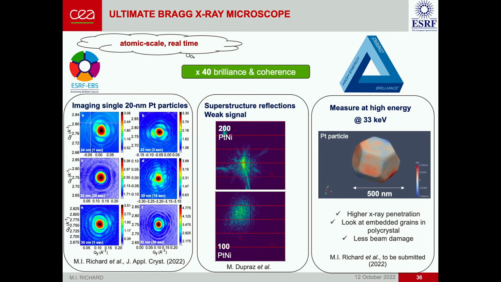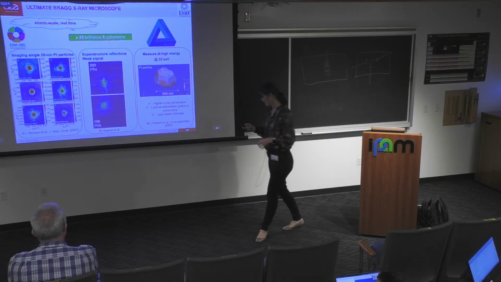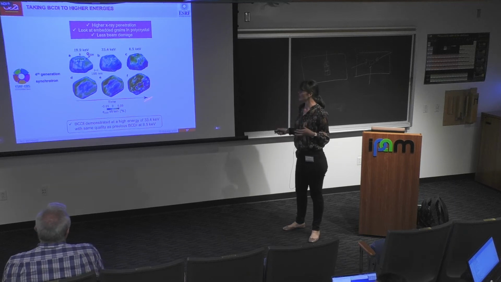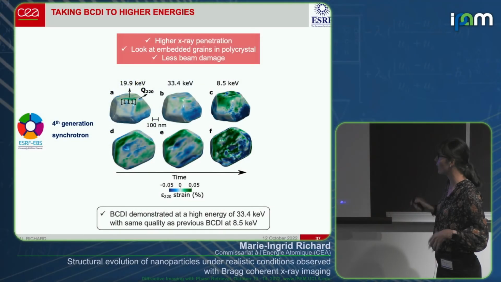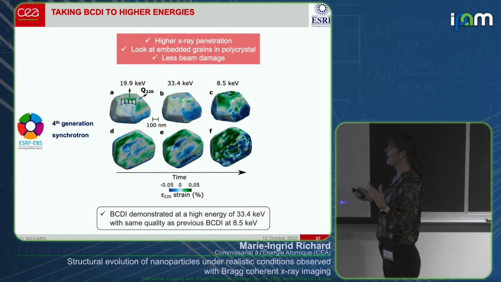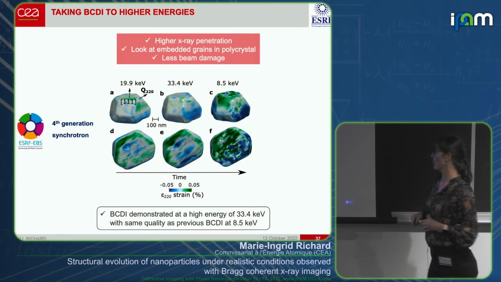At higher energy, we have higher X-ray penetration. We can look at embedded grains in polycrystals, and we have less beam damage. So we have seen that it works better to work at 33 keV, at higher energy, for electrochemistry. Just to show you that it's possible to make measurements at 33.4 keV with the new beam, and we have the same quality for the particles.